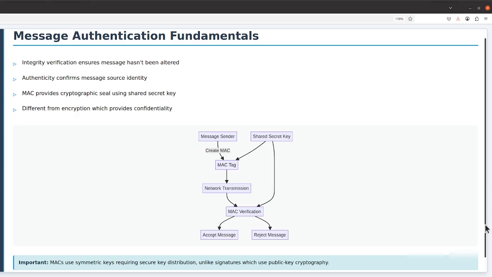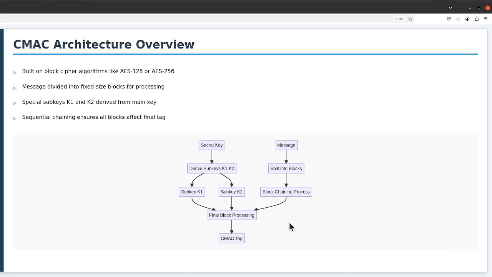Message authentication codes or MACs provide a solution to these challenges. A MAC is like a cryptographic seal on a message. The sender computes this seal using a secret key known only to the legitimate parties. The receiver, having the same secret key, can verify the seal. If anyone without the key tries to modify the message or forge a new one, they cannot produce a valid seal. This is fundamentally different from digital signatures which use public key cryptography. MACs are symmetric, meaning the same key is used for both creation and verification, which makes them much faster but requires secure key distribution.